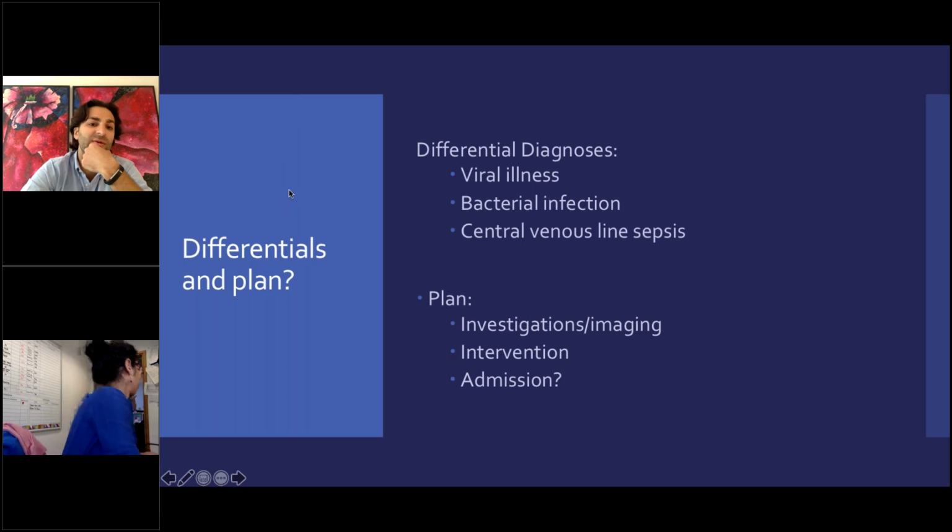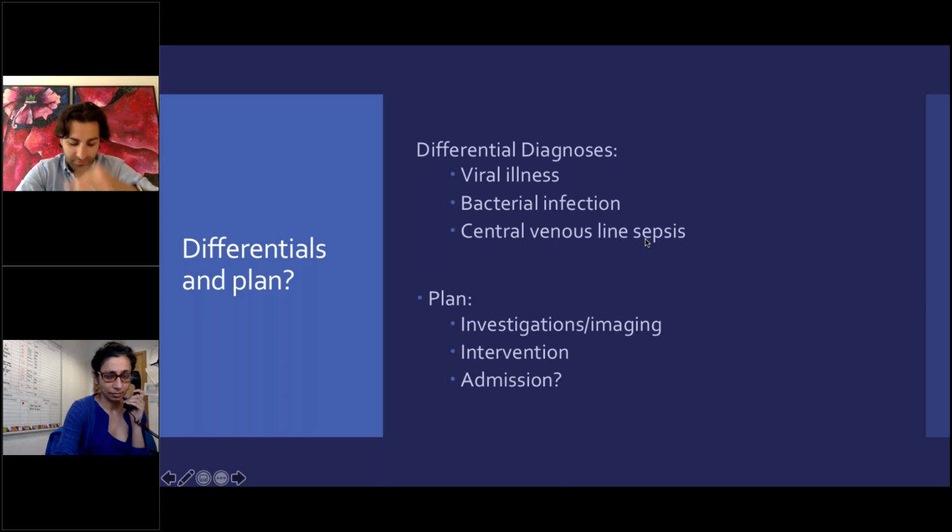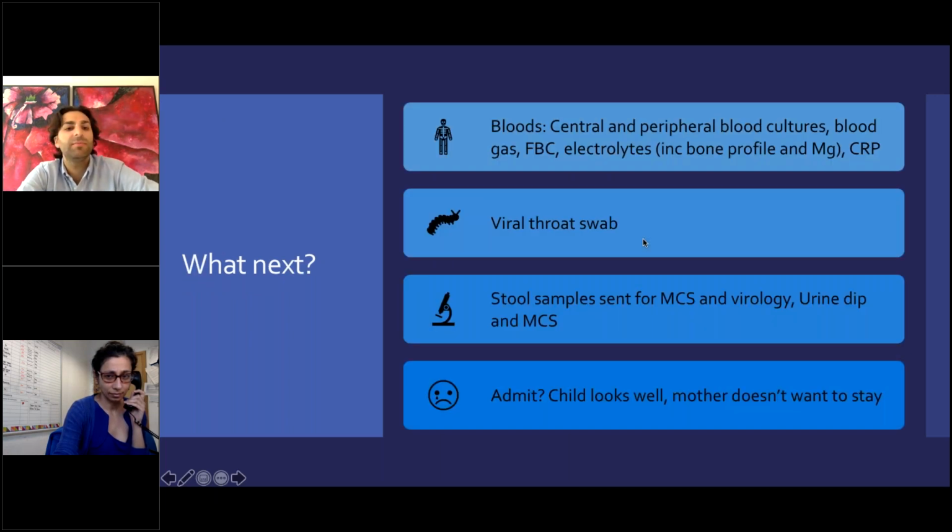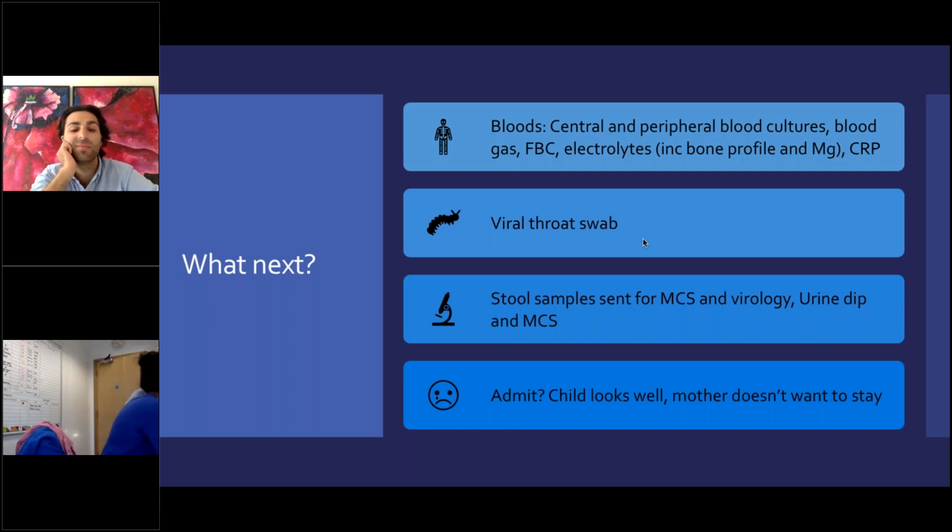Saskia, very sensible, could still be a virality, needs bloods, culture everything, I agree. Would you admit them? Septic screen, start antibiotics, admit. Well, we agree. Bloods, central and peripheral blood cultures, a blood gas, an FBC, electrolytes including a bone profile and magnesium, they are after all on PN, and a CRP. A viral throat swab, because they do have viral symptoms, and we send stool samples for MC&S and virology, urine dip, MC&S, just to rule out other causes of fever.